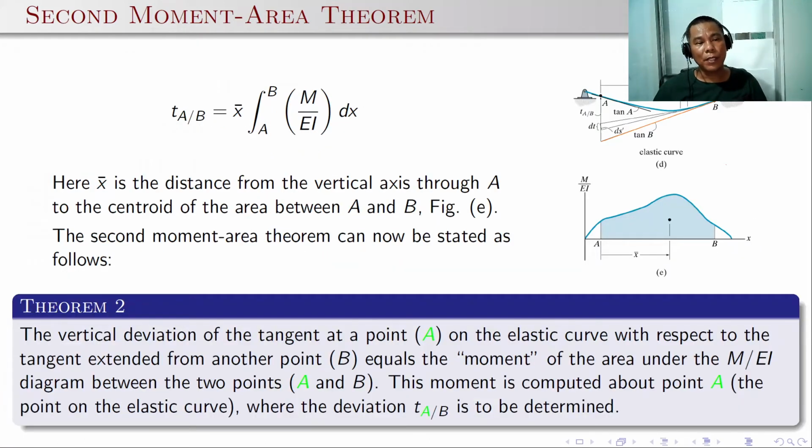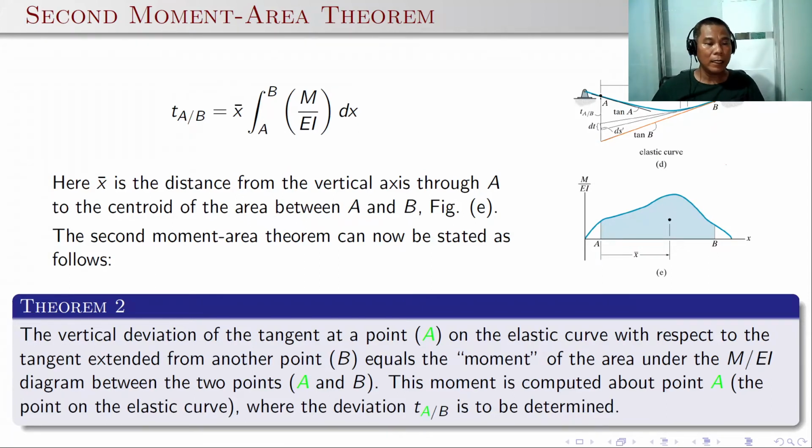So here from this equation, the distance x bar from the vertical axis through A to the centroid of the area between A and B, as you can see in the diagram here, we have the M over EI diagram. Then this is the dot. The distance between this with respect to A is the centroid x bar. So from this equation, the second moment area theorem can now be stated as follows. Theorem 2.